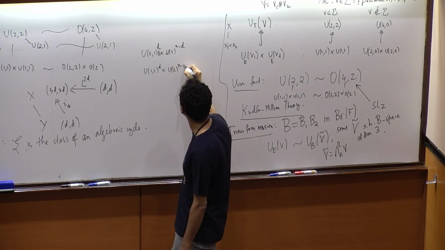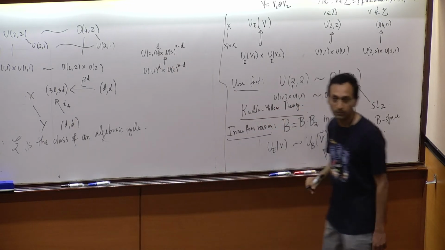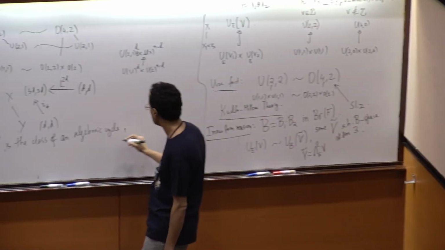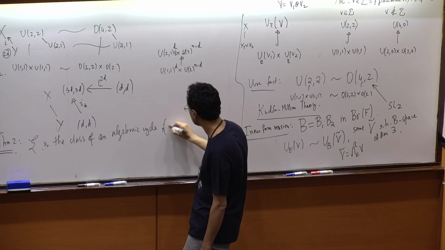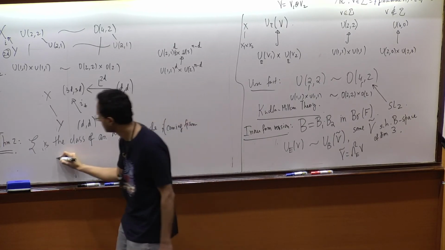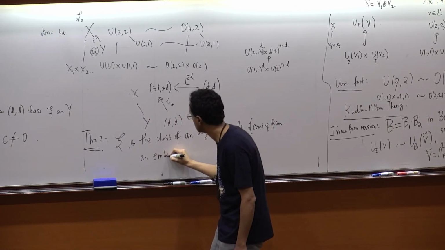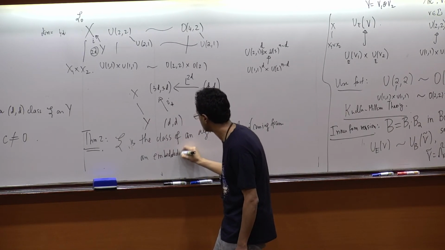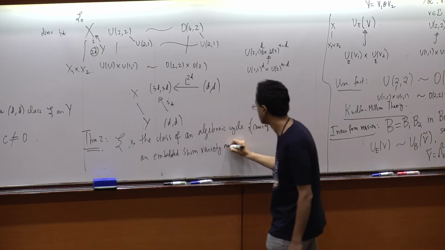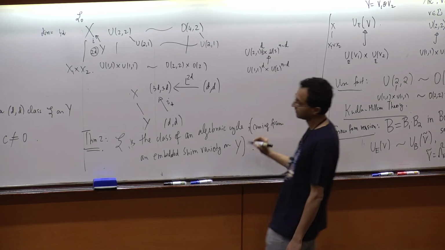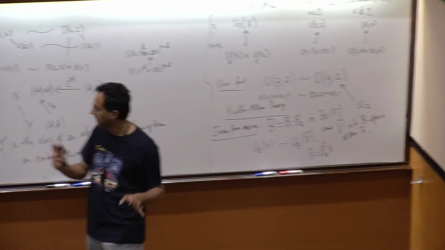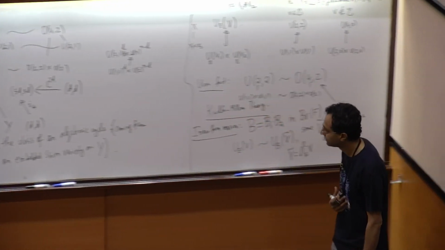So it comes from embedded U11s inside. Okay, so C is the class of an algebraic cycle, and in fact, coming from an embedded Shimura variety on Y. Okay. So I don't have time to explain the proofs of these, but if people are interested, I can explain this later.